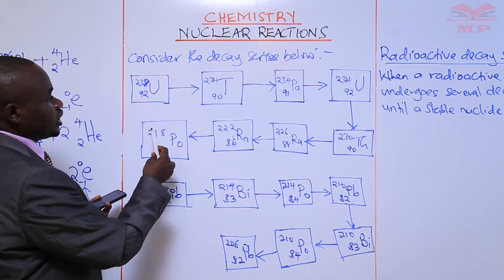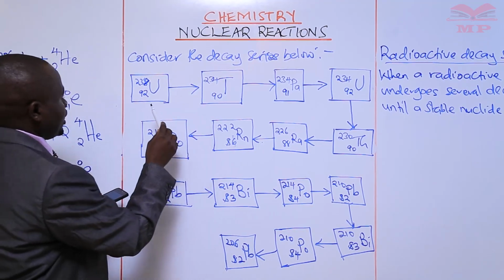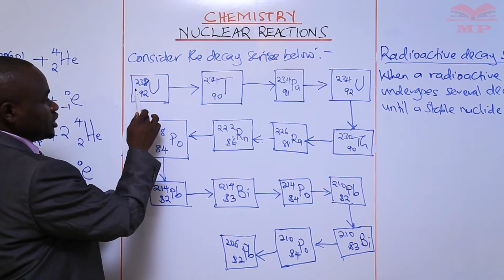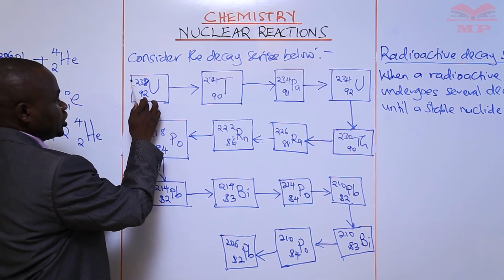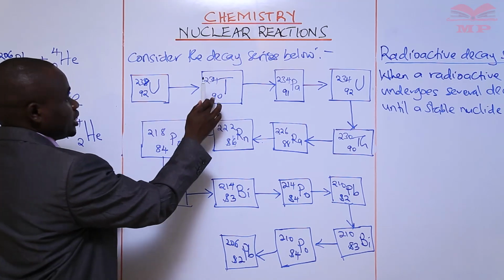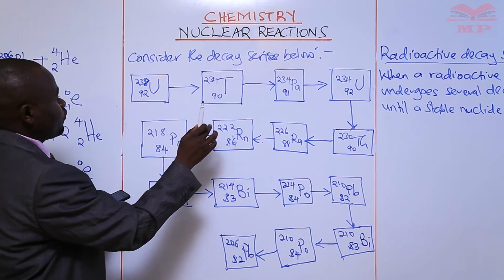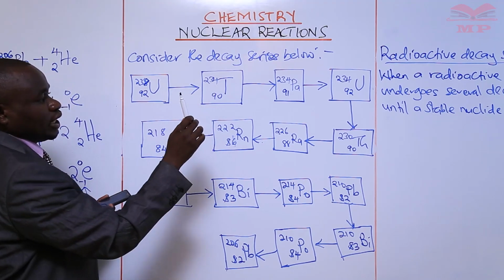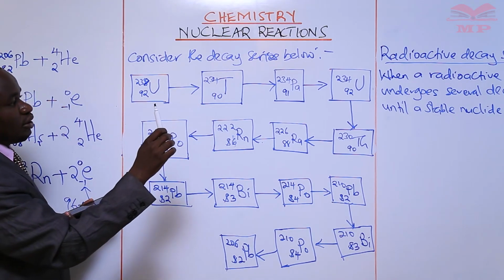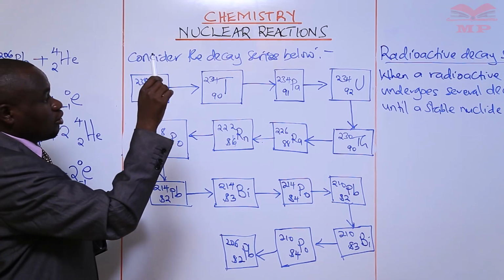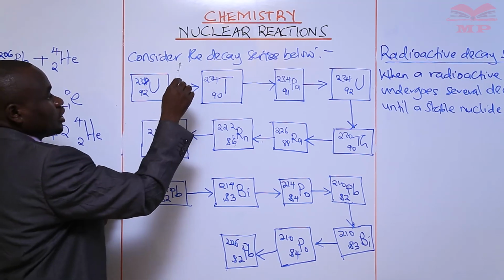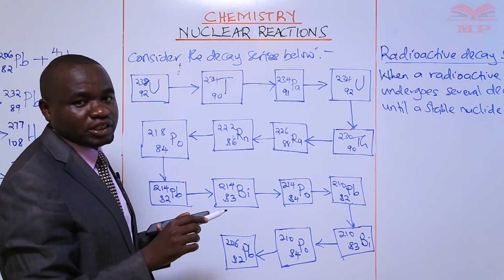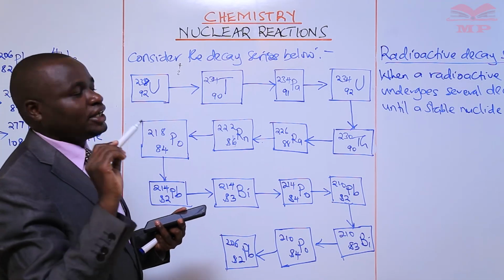So considering the first part, you can see the atomic number has been reduced by 2 from 92 to 90. The mass number has also reduced by 4 from 238 to 234. That means there is a reduction: mass number 4, atomic number 2. And this represents which particle, my dear candidate? That represents helium.